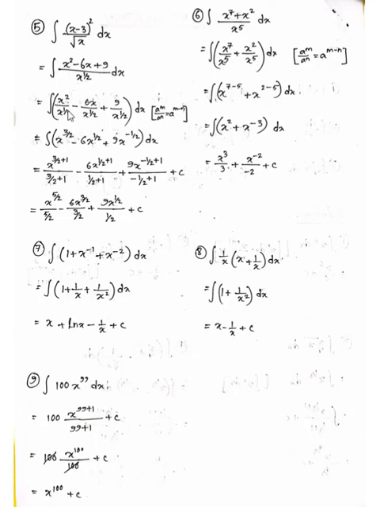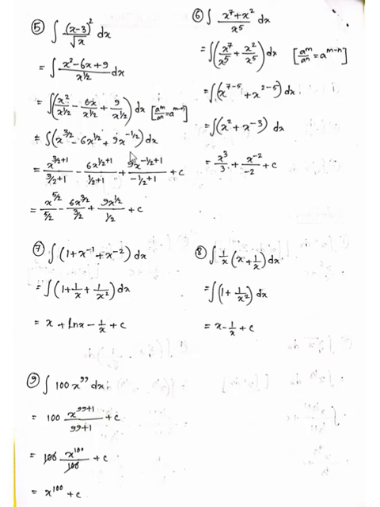Since here is x square divided by x to the power half, we can apply this formula a to the power m divided by a to the power n equal to a to the power m minus n. So x to the power 2 minus half, then x to the power 1 minus half, then x to the power 1 minus half. So we got these things.